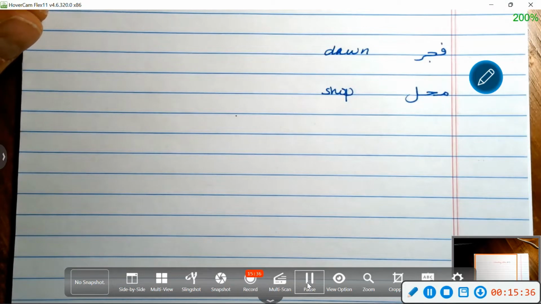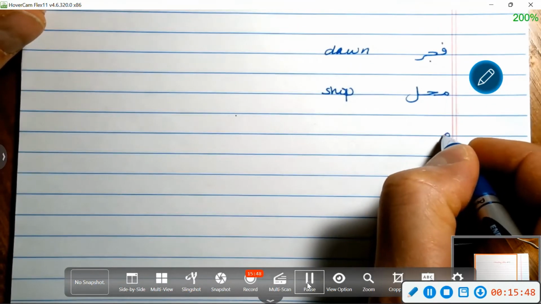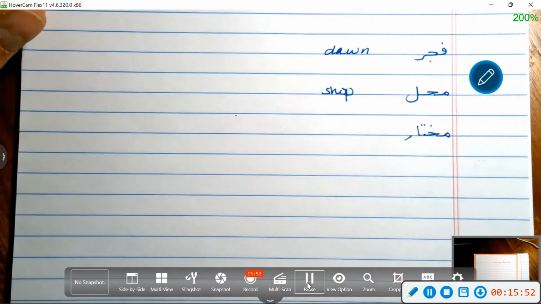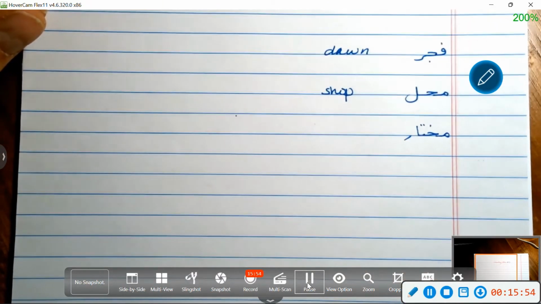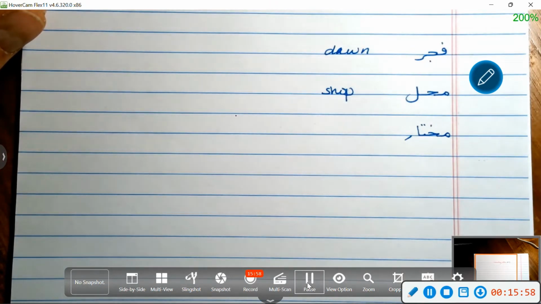حرف الخاء in the middle, we can see the word مختار. مختار. The word مختار literally means a chosen, but as a term, it means a mayor of a village.